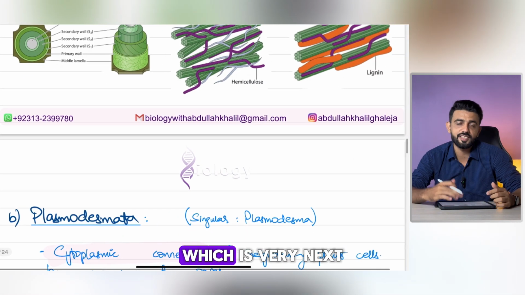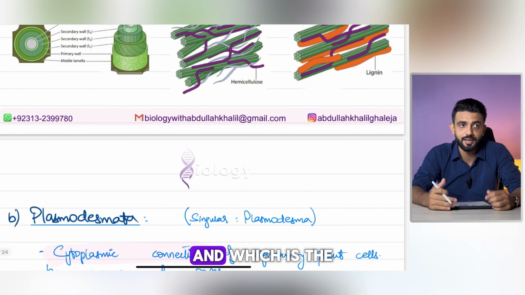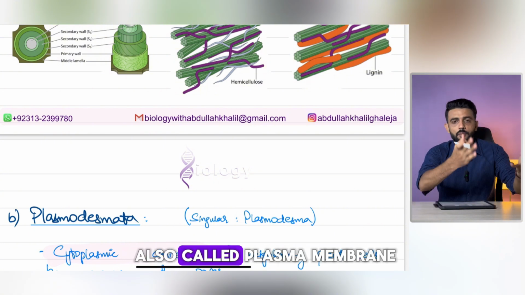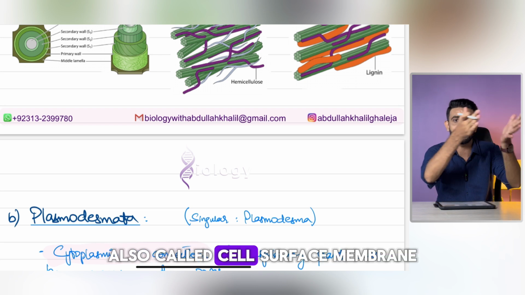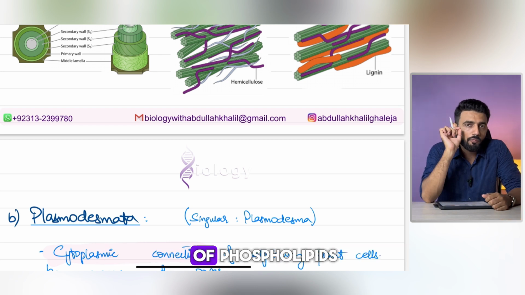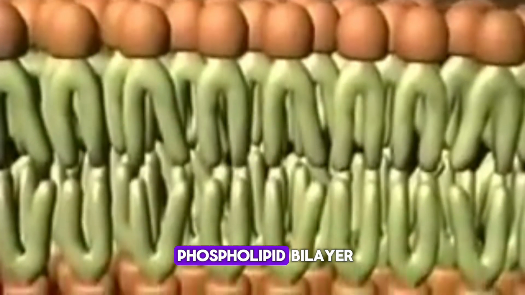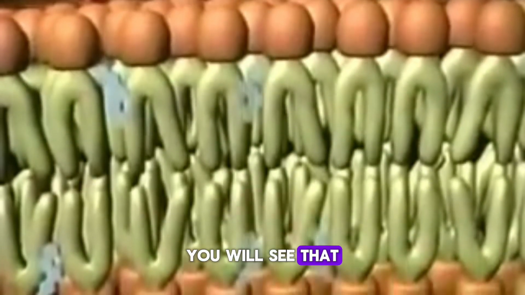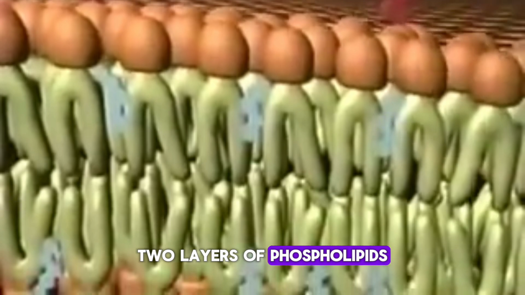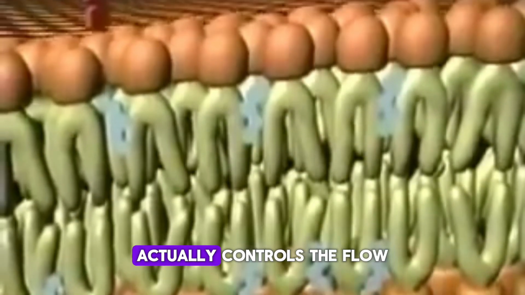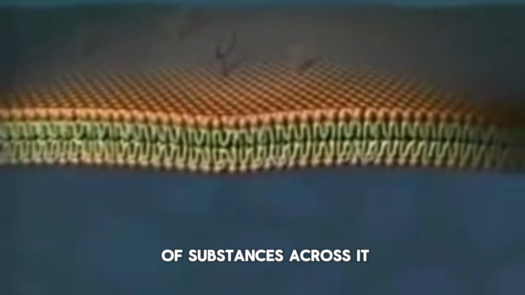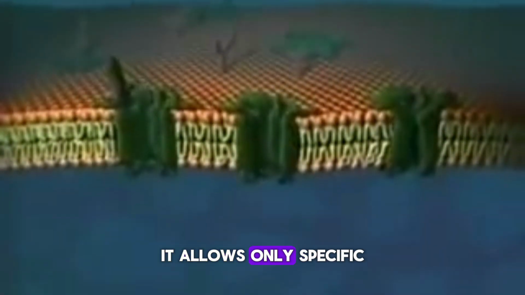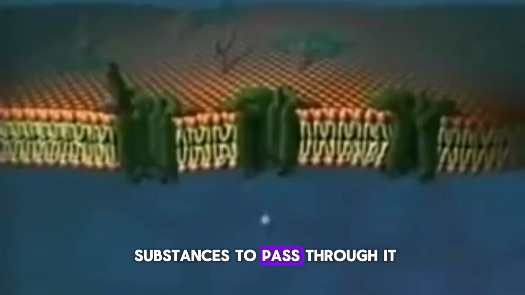The next structure, which is right next to the cell wall in plant cells and which is the outermost layer in animal cells, is the cell membrane, also called the plasma membrane or cell surface membrane. It is made up of phospholipids and we call it the phospholipid bilayer. Under the electron microscope, you will see two layers of phospholipids. This membrane controls the flow of substances across it, so it is a partially permeable membrane. That means it allows only specific substances to pass through.